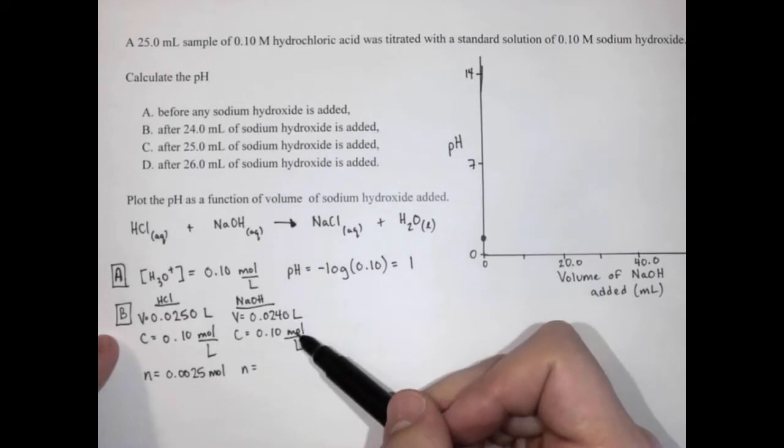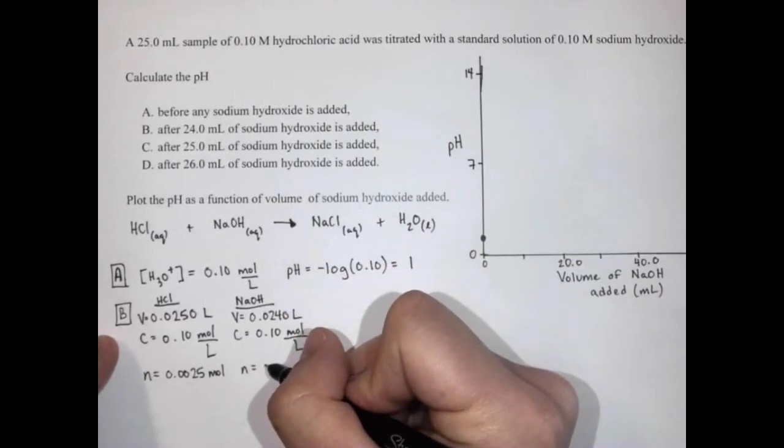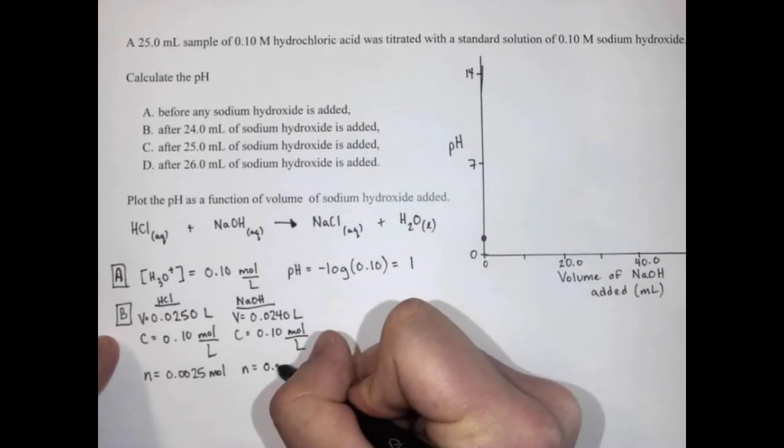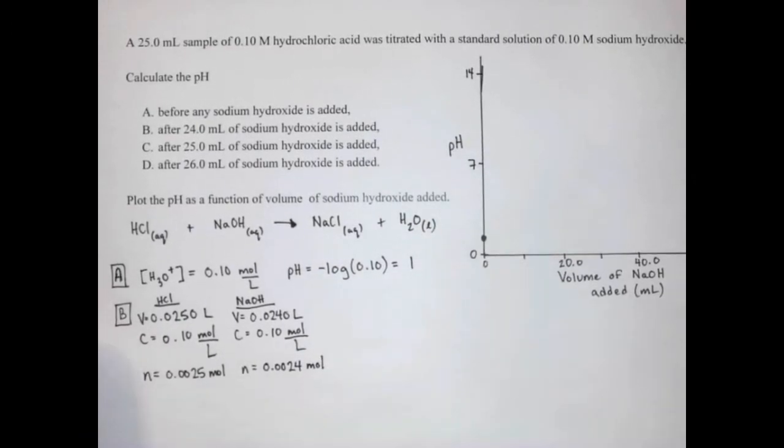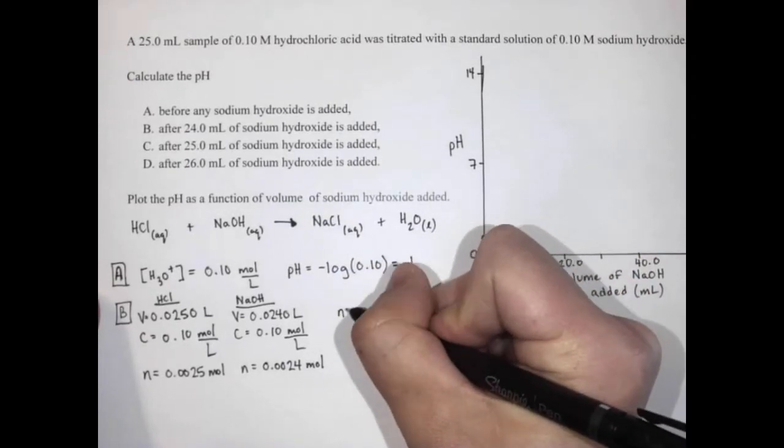I can do the same thing with the base, sodium hydroxide, and you'll get 0.0024 moles. All right, so now we can look at these two numbers and ask which of them I'm going to have some leftovers of. Well, it's a 1-to-1 ratio, and it looks like I don't have enough base to neutralize all the acid. So how much acid is remaining?